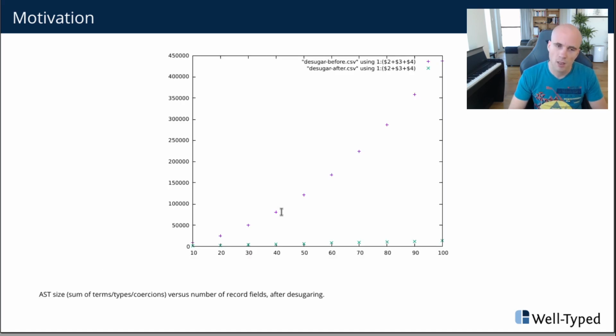Does it matter? It does. If we have a record of 100 fields, the size of the AST in basic GHC goes up to nearly 500,000 nodes. That's terms, types, and coercions. Whereas for the large records library, it stays down here at nearly 5,000. So that's nearly 2 orders of magnitude smaller. After the simplification, it's slightly less dramatic, but it's still 350,000 compared to maybe 30,000. So still an order of magnitude smaller when using the library.